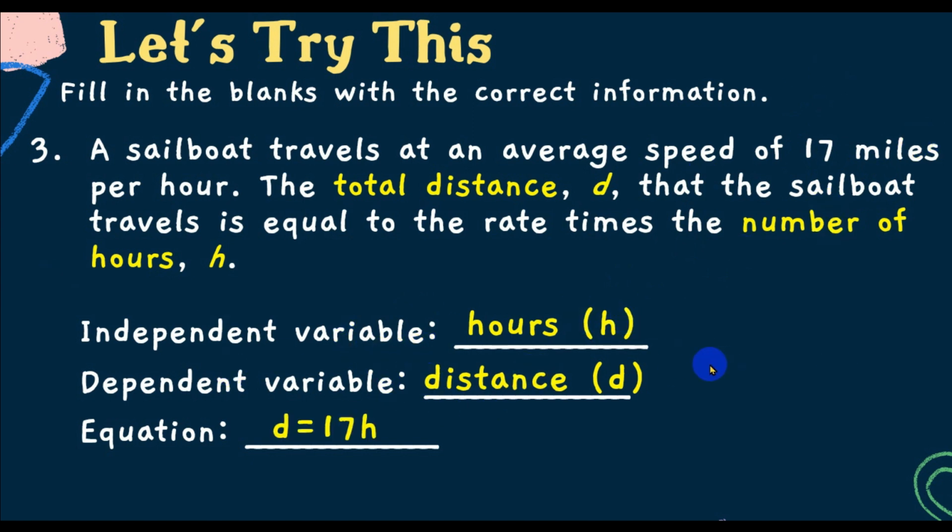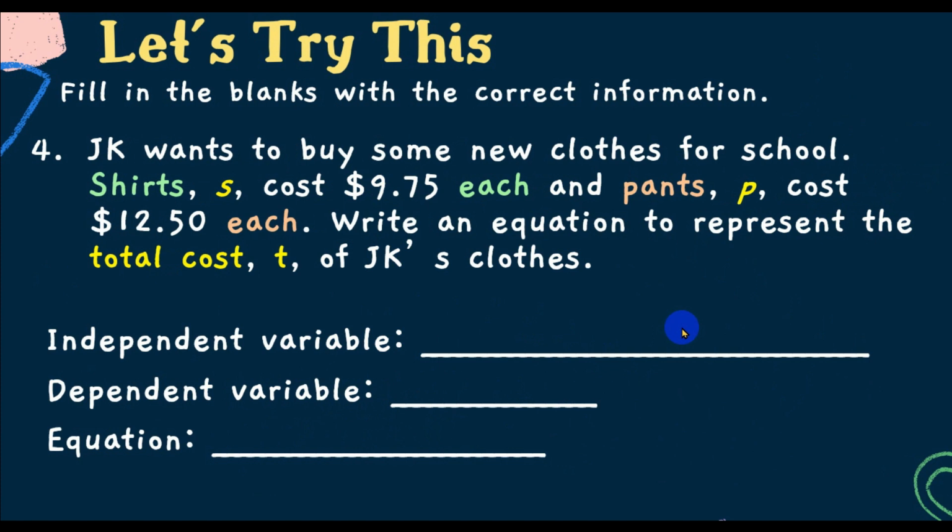So, we have total distance is equal to 17 times h. Pag nag-travel ng 2 hours, so 17 miles times 2, so yun yung magiging distance. Kapag nag-travel ng 5 hours, 5 times 17, yung result po magiging total distance traveled by the sailboat. So, let's proceed to our example number 4.